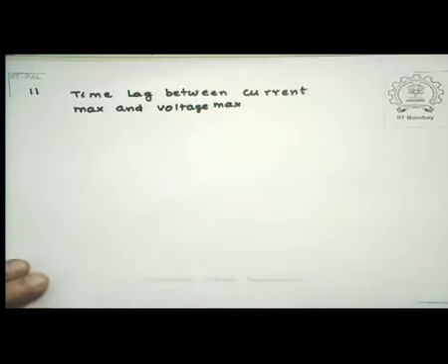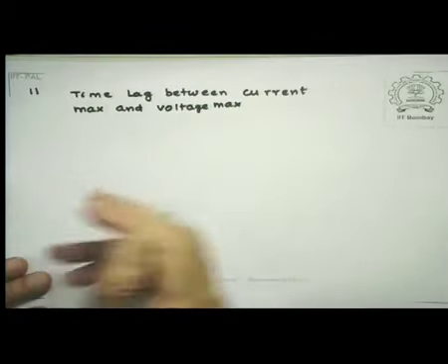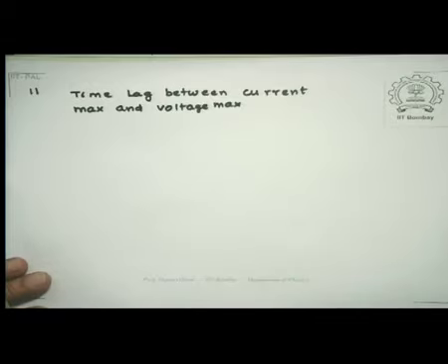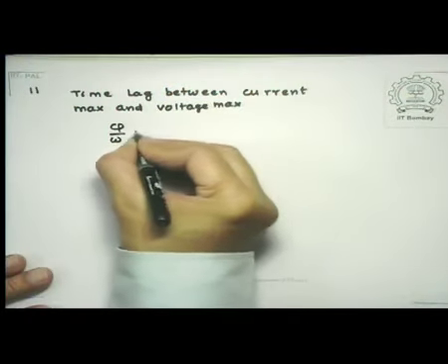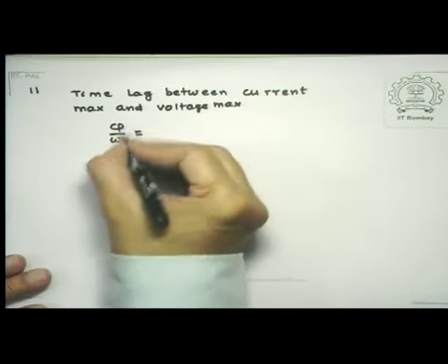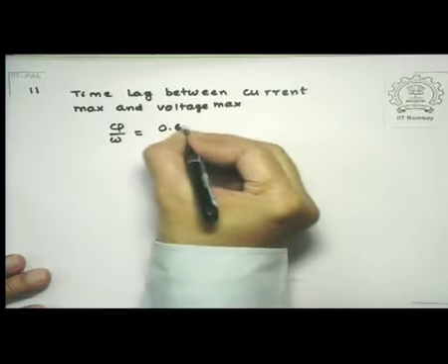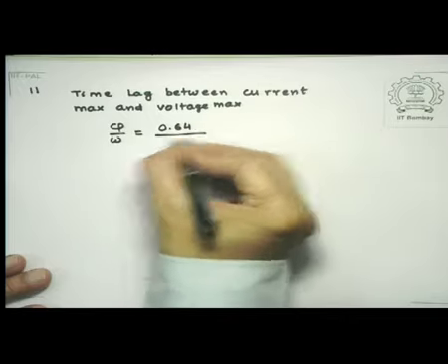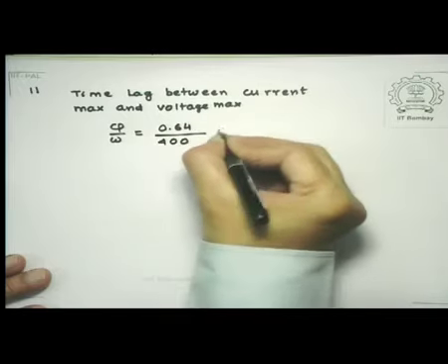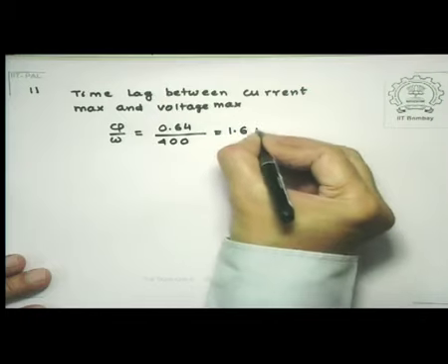This is done by observing that I max occurs when omega t plus phi is equal to pi by 2. The voltage max occurs when omega t is equal to pi by 2 because it's just a sine omega t. So therefore, the time lag is given by phi by omega. Now you have to be careful, this phi must be in radian. So this was 0.64 radian divided by omega, which is 400 radians per second, which is equal to 1.6 milliseconds.